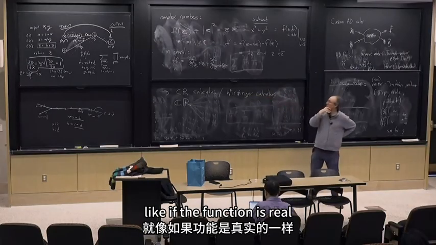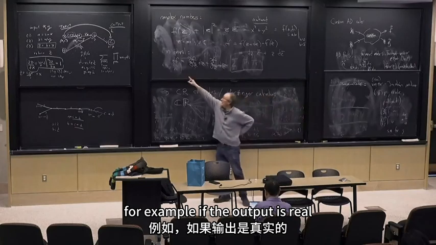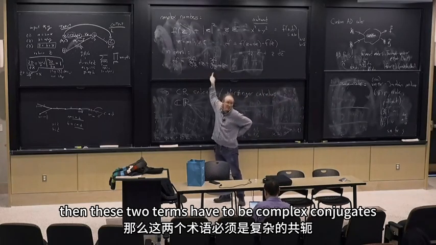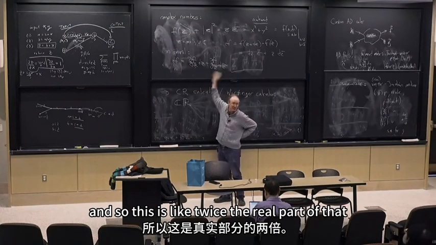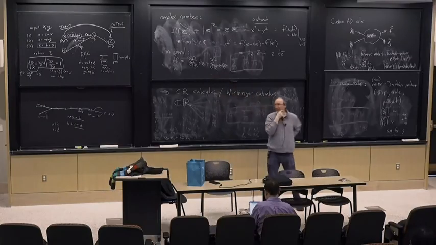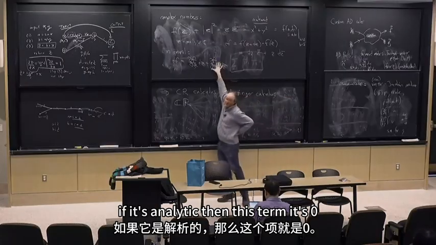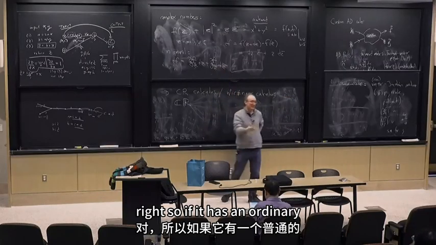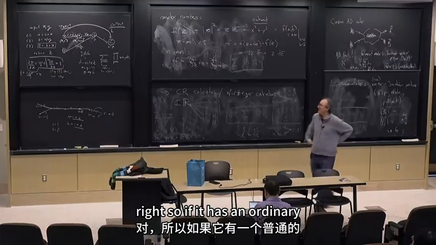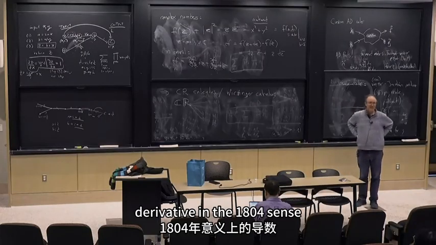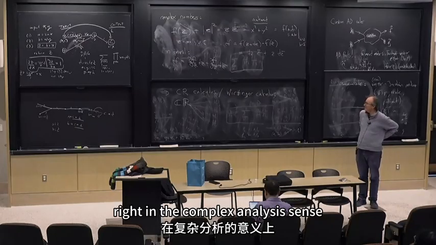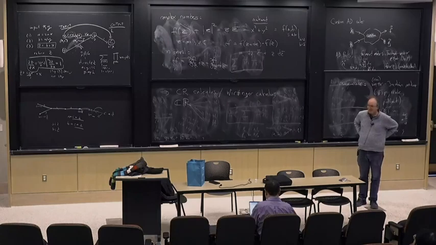So yeah, there's a whole set of rules you can derive for CR calculus. If the function is real, for example, if the output is real, then these two terms have to be complex conjugates, and so this is twice the real part of that. If it's analytic, then this term is 0, right? So if it has an ordinary derivative in the 1804 sense, in the complex analysis sense, then one of the terms drops out.